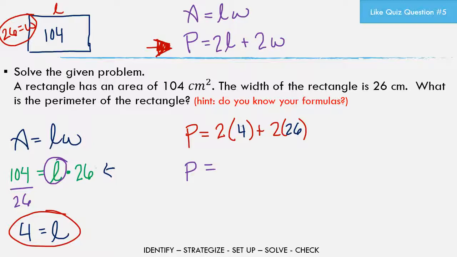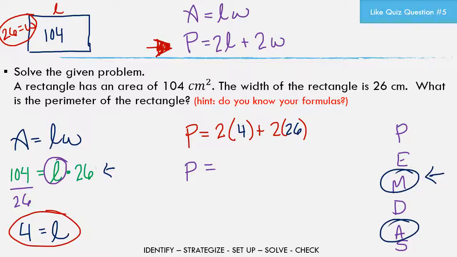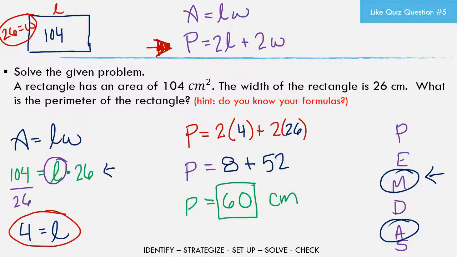We first need to multiply. Don't forget about order of operations, PEMDAS. In our problem, we have multiplication and addition, so we need to do all the multiplication first. 2 times 4 gives us 8, and then we add it to 2 times 26, which is 52. Now we just add 8 plus 52, which gives us 60. Therefore, the perimeter is 60 centimeters, or we can just say 60.